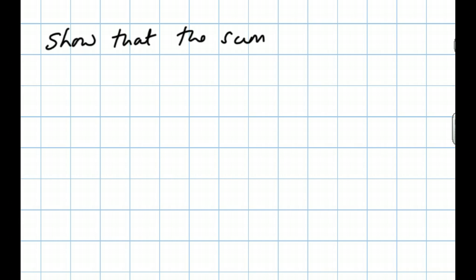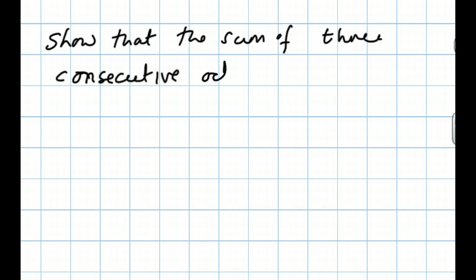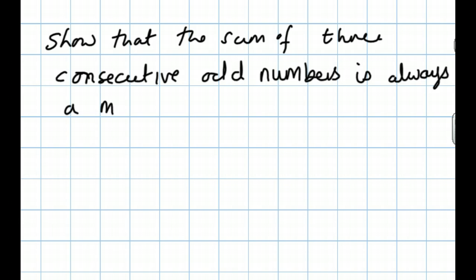Now, the last type of proof is the hardest. Okay, here we go. Show that the sum of 3, and here's the key word, consecutive odd numbers is always a multiple of 3. Now, it says show, or it might use the word prove. This won't do.